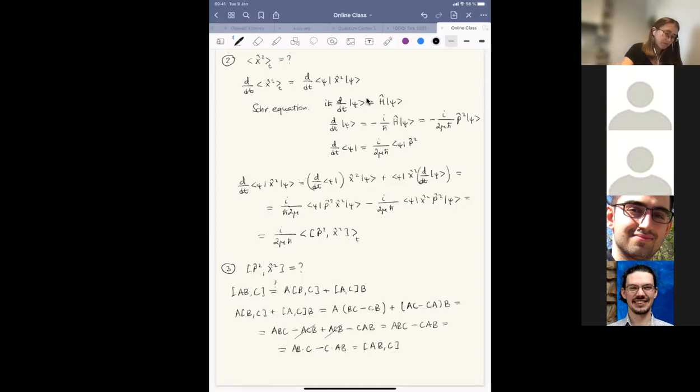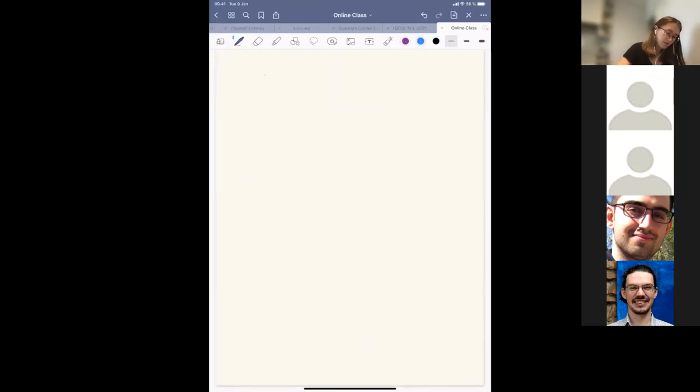Okay, and this is a very important expression to remember about commutators because we can use it a lot. For example, here when we calculate the commutator of p squared and x squared. Now let us come back to our p squared and x squared. So what is the p squared x squared commutator? We can write it out as the commutator of p times p with x squared. And according to our previous consideration, which I will copy here because I changed the sheet, it's going to be A [B, C] plus [A, C] B.